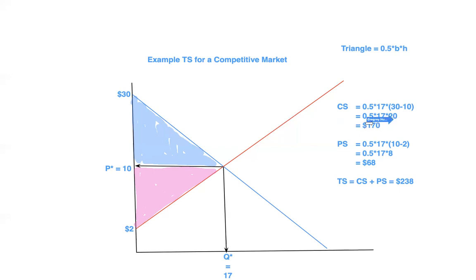Half of 20 is 10. So we know this is going to be $170 worth of consumer surplus. So that's how we measure the gains of participating in this market for consumers as a group together, or if this was one consumer's demand curve, then for that particular consumer.